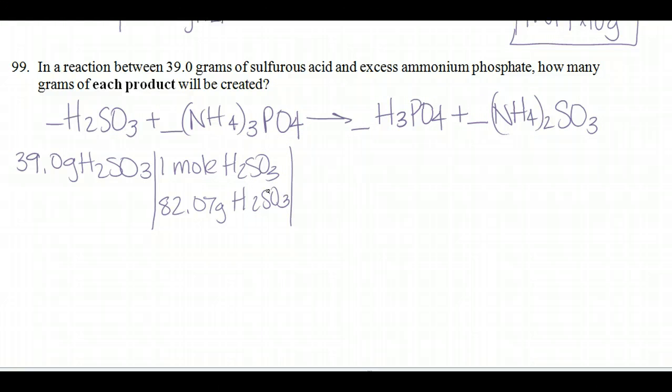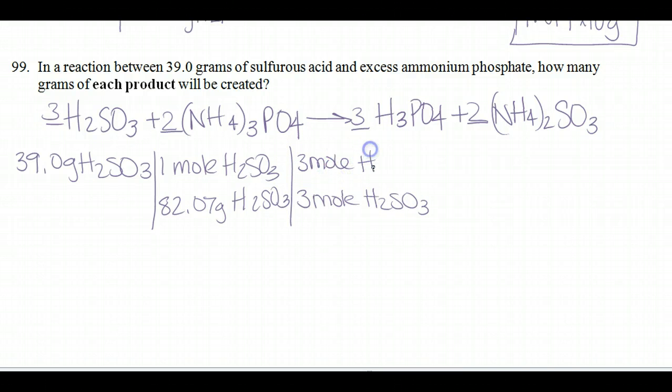So notice I forgot to balance the equation, and so I need to go ahead and do that quickly. 3, 2, 3, and 2. So that tells me I've got the 3 moles of sulfurous acid. And then because it asks for each product, whichever one you choose to do first. I tend to do the first one that I have listed on the product side. Now we need to convert those moles back to grams using molar mass.